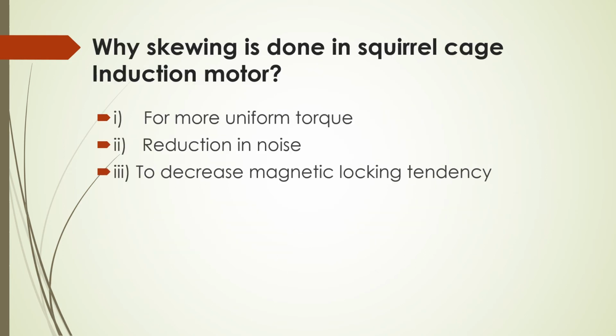Why is skewing done in a squirrel cage induction motor? Skewing is nothing but the rotor bars being placed at an angle so that you can get uniform torque, reduction in noise, and decrease the magnetic locking tendency.